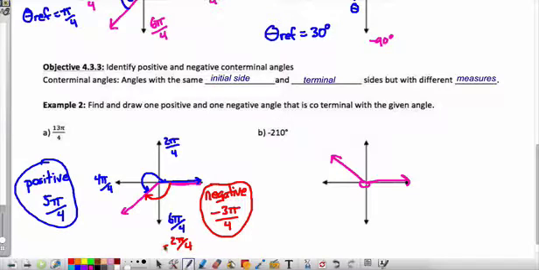So if I want a positive one, I just need to go from here to there, right? From there to there would be a positive coterminal angle, and I just need to go ahead and take 360 and subtract 210, so I'm subtracting the pink angle here, and I get 150. So my positive coterminal angle is 150.